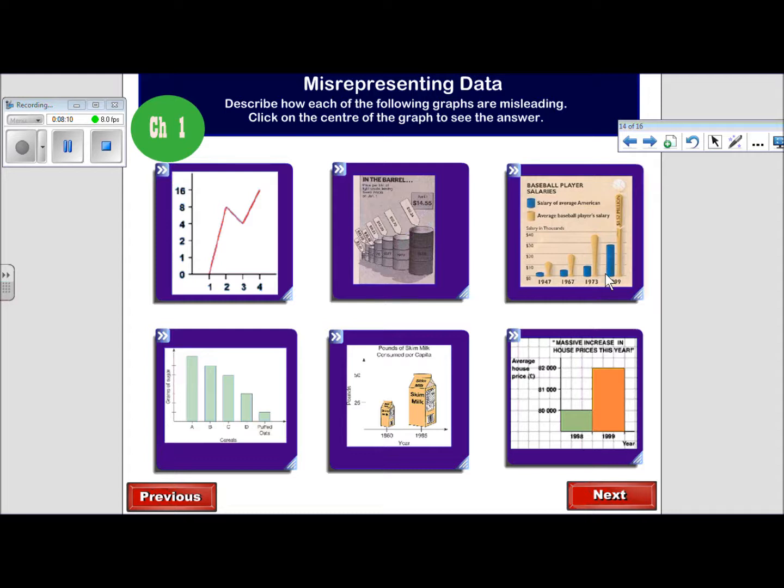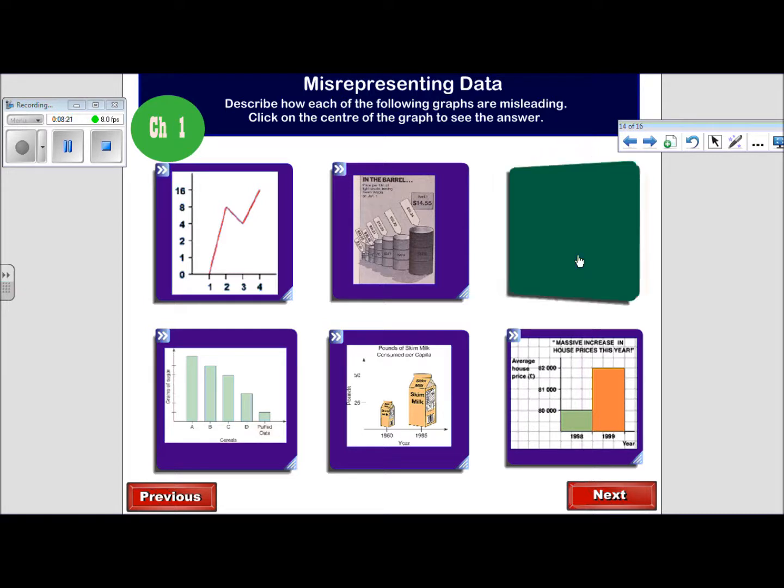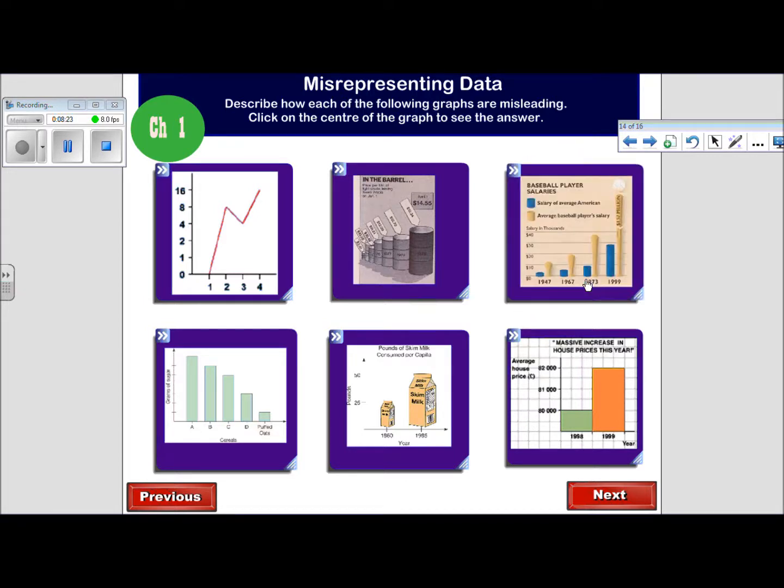Baseball players' salary, the salary of the average American and the average baseball player's salary. Again, the numbers at the bottom are very inconsistent here. It's not showing a gradual time. It's jumping all over the place without equal representation. Is this graph going like this, or is it more like this, or is it more like this? We really don't know.